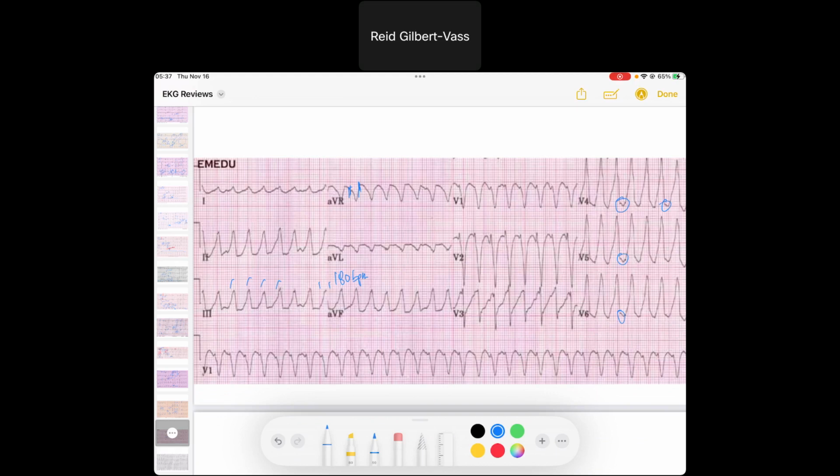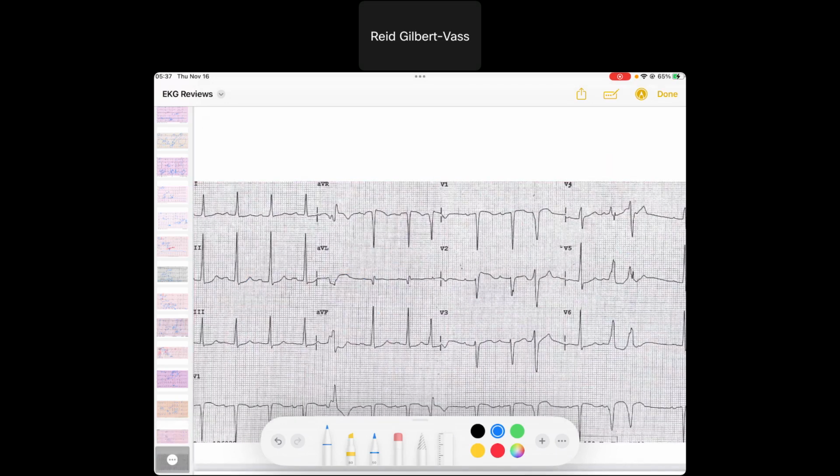But this is a regular, rapid, wide complex tachycardia, and so you can go ahead and say that that would be a monomorphic VTAC. Okay.